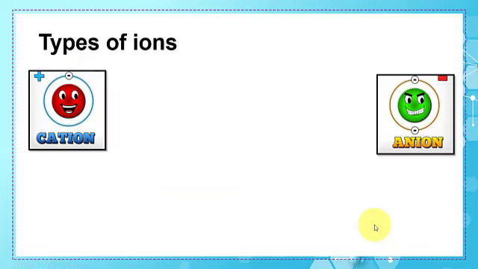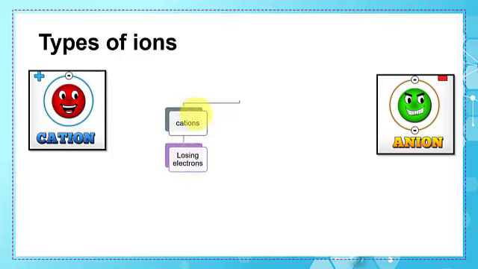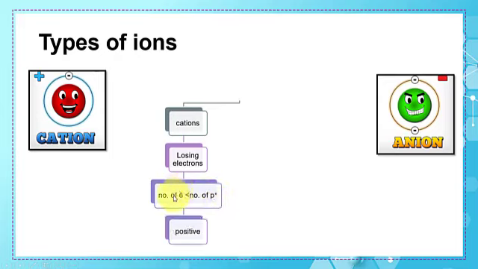The types of ions. We have 2 types of ions, cation and anion. The cation is positive and the anion is negative. Now, why is the cation positive and the anion negative? In fact, cations are those atoms that lost their electrons. Therefore, after losing electrons, the number of electrons will be less than the number of protons. Because the positive particles are more than the negative ones, the cation is positive.